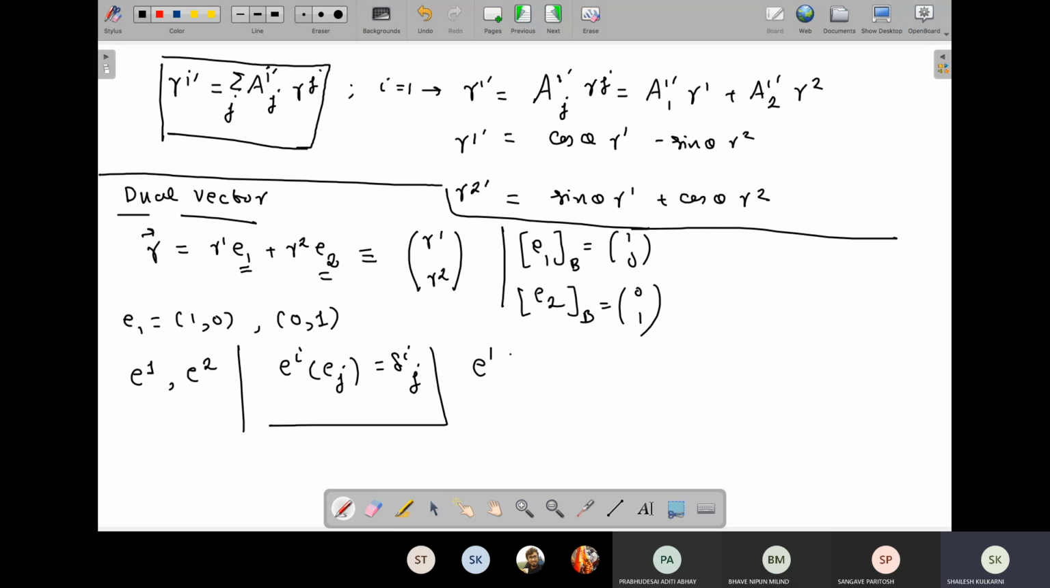Let us see what E upper 1 is. We expect this to be 1. We have to construct this E upper 1 in such a way that E upper 1 acting on E1 will be 1 and E upper 1 acting on E2 will be 0. Similarly, E upper 2 acting on E1 will be 0, and E upper 2 acting on E2 will be 1. So we need to construct these vectors in such a way that you get these numbers: 1, 0, 0, 1.